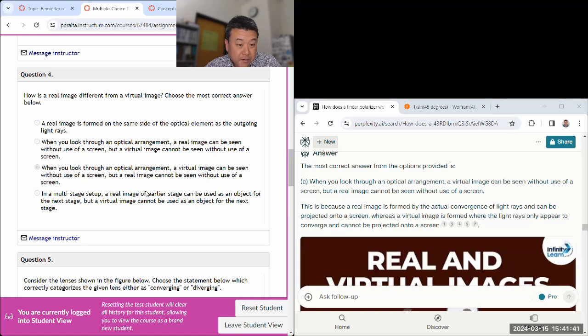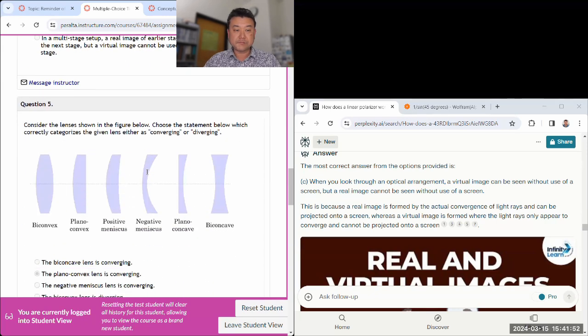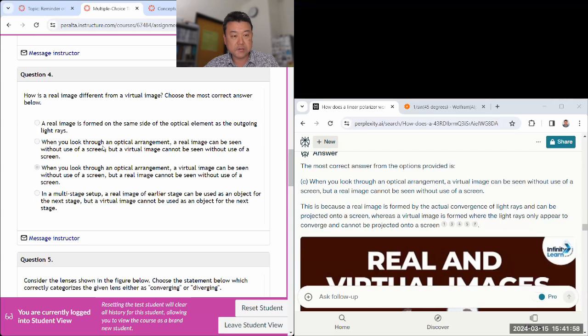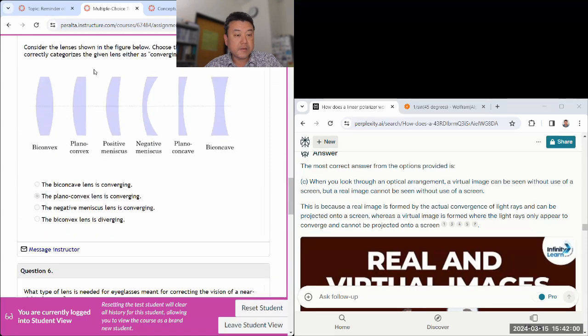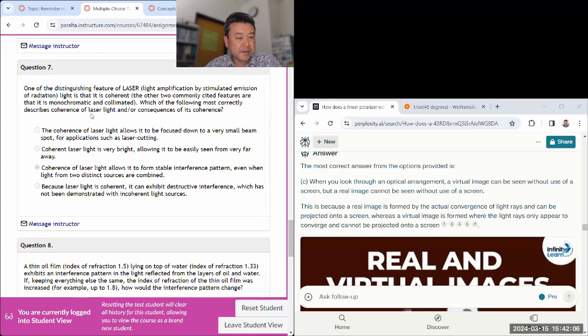Multi-stage setup, real image from an earlier stage can be, and that's what I say. Virtual image absolutely can be used as the object for the next stage. So okay, that one is a wrong one. The correct answer should be A. So far two. The lens shown in the figure below. I think I said it. Got it right. Got it right.